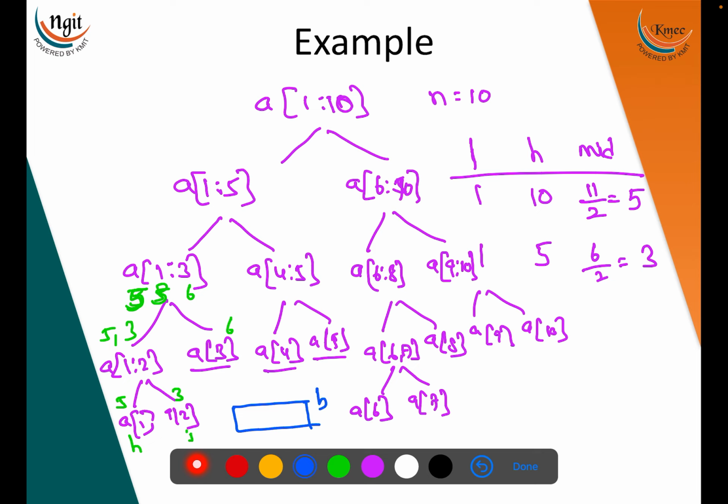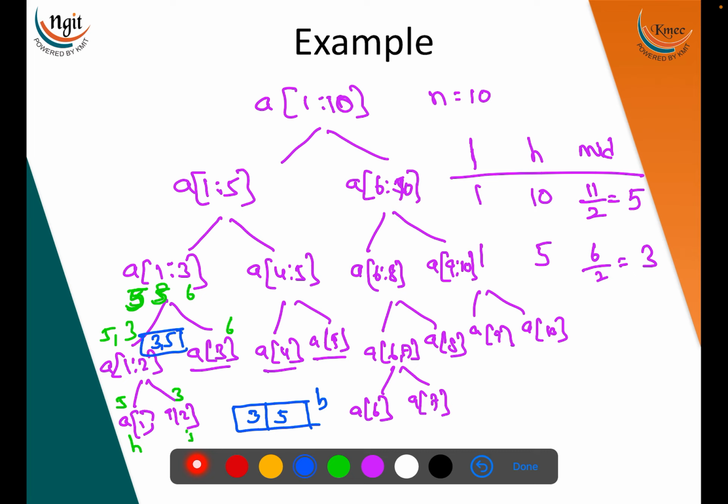Now when I compare H versus J, whichever is smaller will fall into this. That means I'll get 3 here, and the other element as it is, I'll write as 5. So now 3 comma 5 are sorted and it will be given over here. So 6 is what you have, right? Now the sorting will be done between 3 comma 5 and 6.